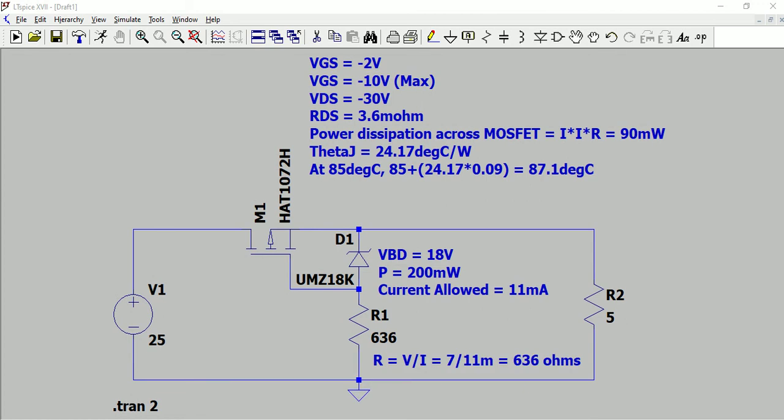Hello all, let us see a simple circuit which provides reverse polarity protection for a 25 volt input with a load current capacity of 5 amps. So for this reverse polarity protection, there are two methods. While design engineers can come up with more methods, there are two predominantly used methods.